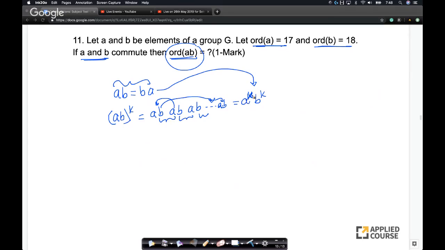Now, if (AB)^k equals E, we want to find that k. If (AB)^k equals E, then the order of AB equals k by definition.